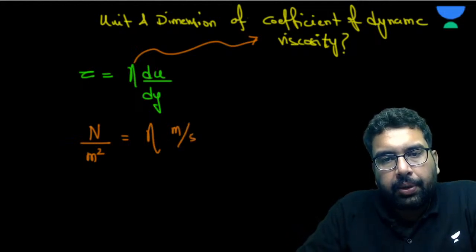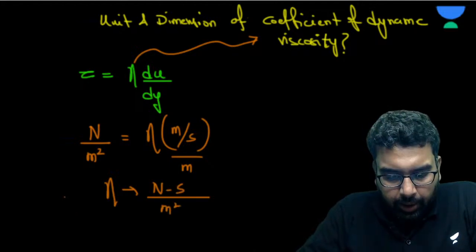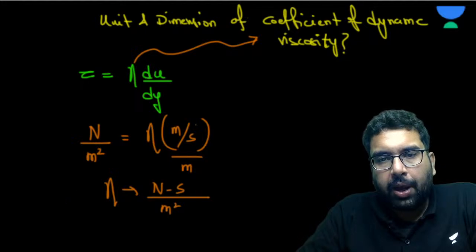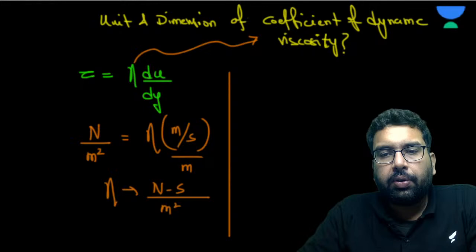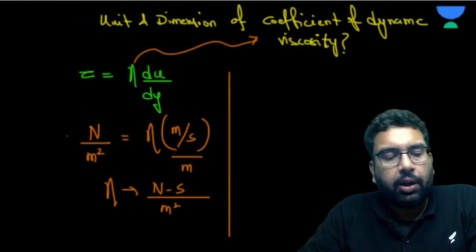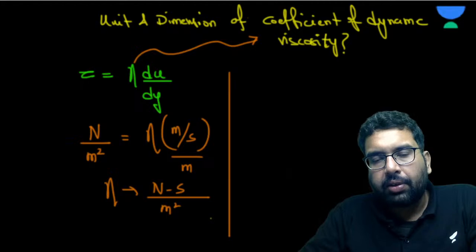Okay, this is meter per second and dy is meter. So the unit of nu is Newton second per meter square, isn't it? Newton second per meter square, right? Once you have the unit of something, you can obviously get the dimension of it, and vice versa.